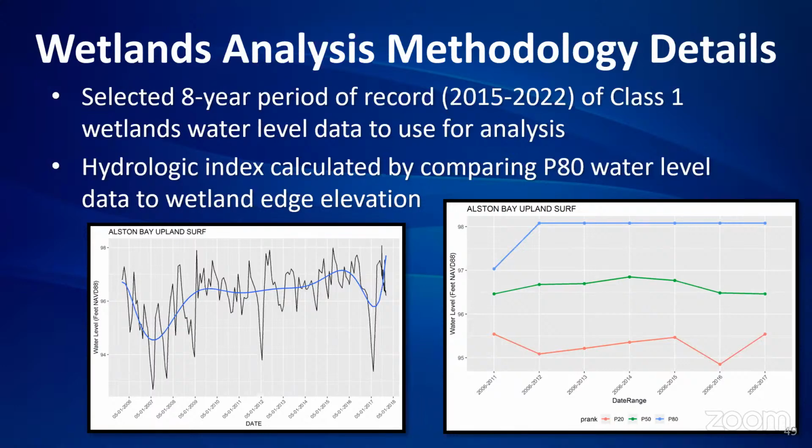A parameter called the hydrologic index was calculated for each Class 1 wetland by comparing the 80th percentile of water level data, which is also known as the P80, with the elevation of the wetland edge. So the hydrologic index is the difference between the wetland edge elevation and the P80 for the 8-year period of record.